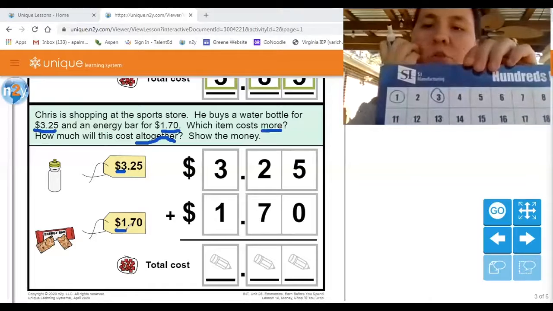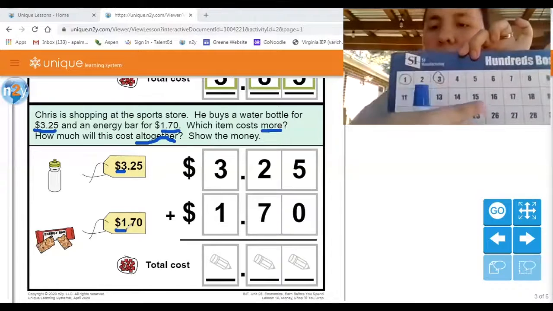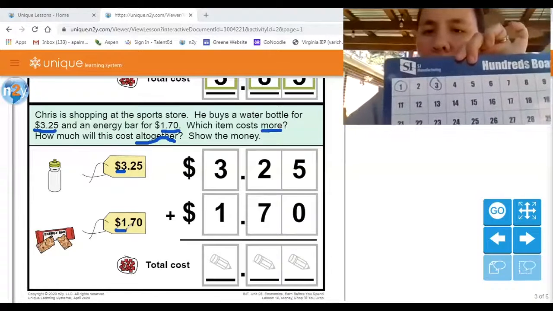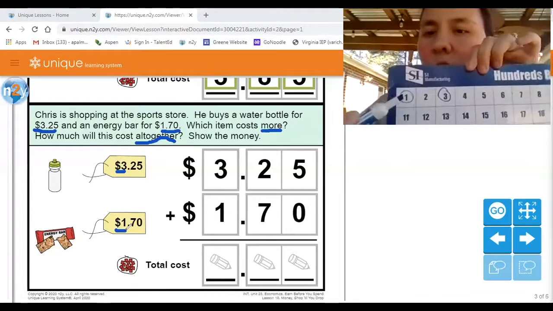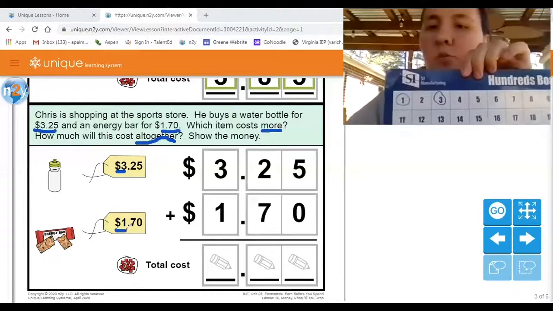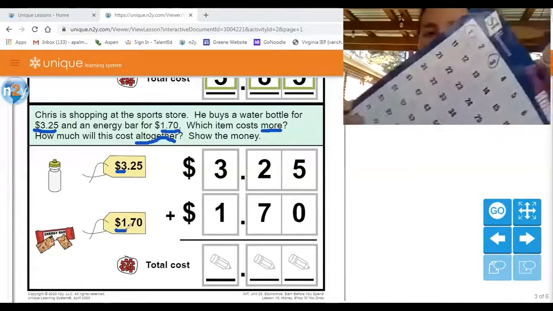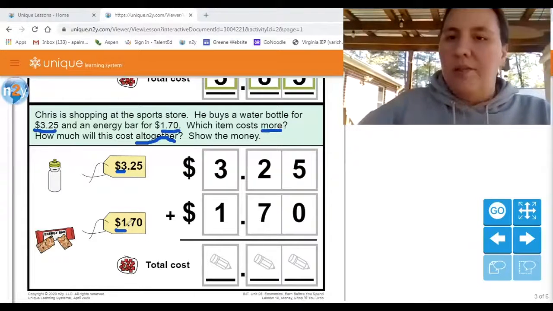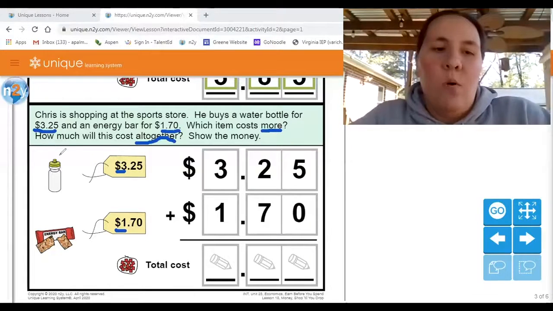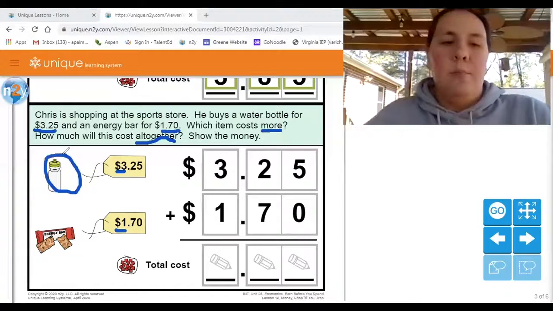Now, which one is bigger? Which one is further into my hundreds chart? If Miss Daly said you could have 1 cookie or you could have 3 cookies, which one would you want? Very good. 3. 3 is the bigger number. So I'm going to circle my water bottle because that's my biggest number.